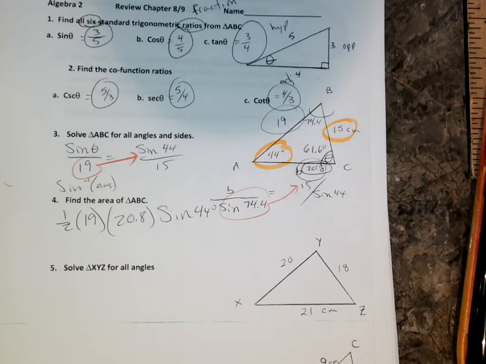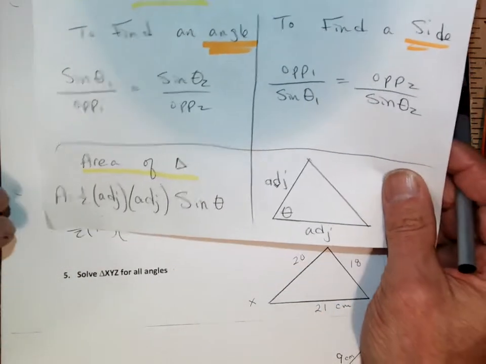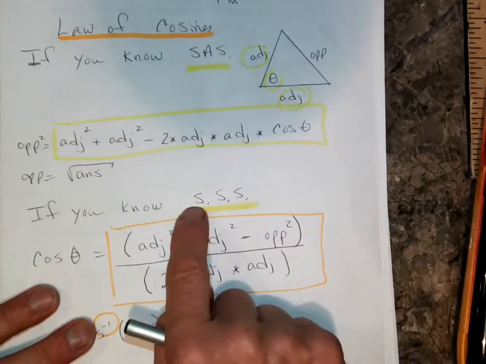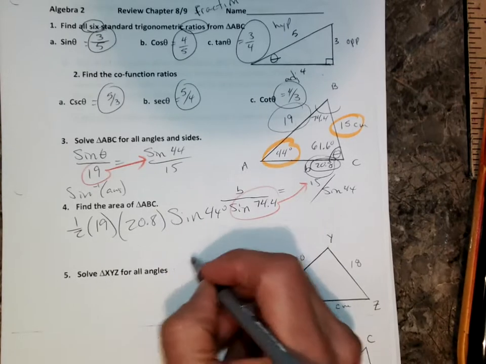Number 5 is very similar to law of sines. Oh, no, it's not. Number 5, it's got to be law of cosines. There's no opposites. No opposites at all. So I use the law of cosines. I know side, side, side on this one, so I want to use the law of cosines.